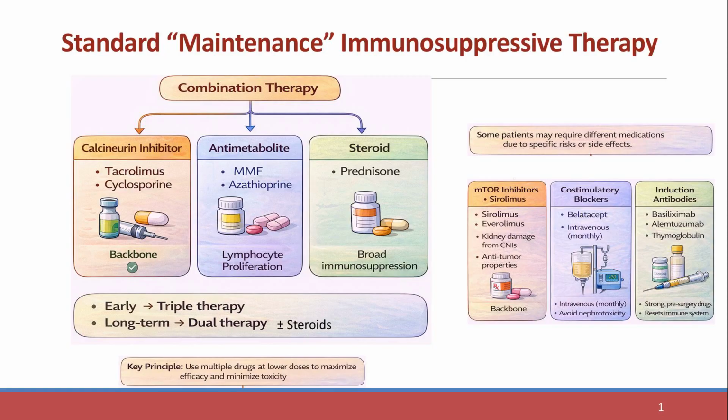Induction antibodies, such as basiliximab, alemtuzumab, and anti-thymocyte globulin or thymoglobulin, are given intravenously during surgery to reset the immune system before it can attack the new organ.